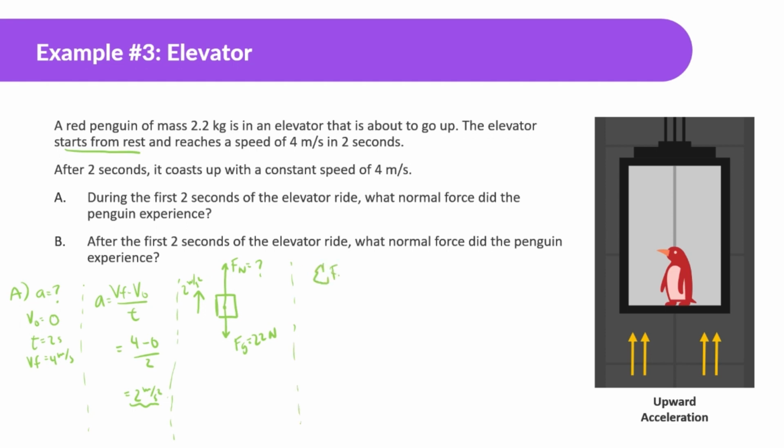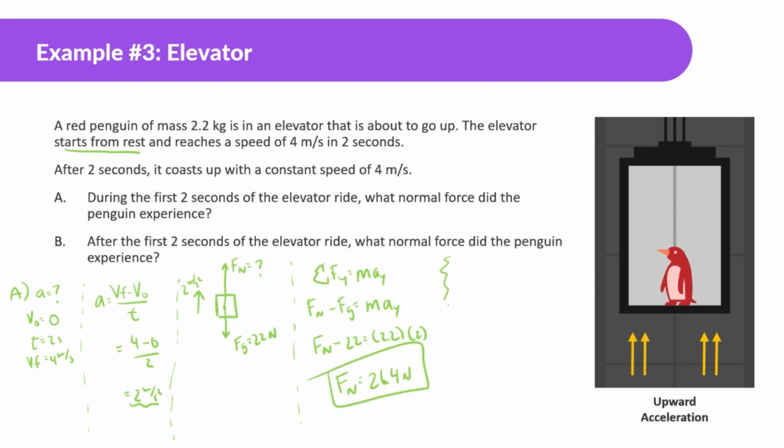Okay, so let's write this all out. Sum of all forces in the y is equal to mass times acceleration y. So we have normal force going up, force of gravity going down, mass of the penguin, acceleration of the penguin. Force normal we don't know, force of gravity of the penguin 22, mass of the penguin 2.2, and it's accelerating up 2 meters per second squared. Okay, let's do the math. 2.2 times 2. And then let's put the 22 on the other side, so plus 22. And we can see that the normal force on the penguin is going to be 26.4 newtons.